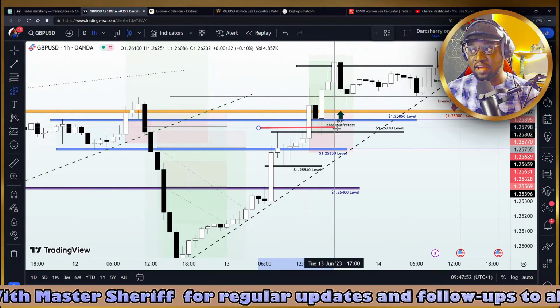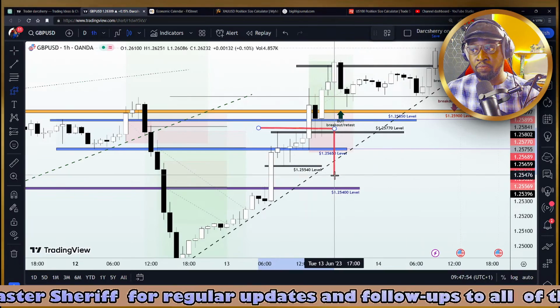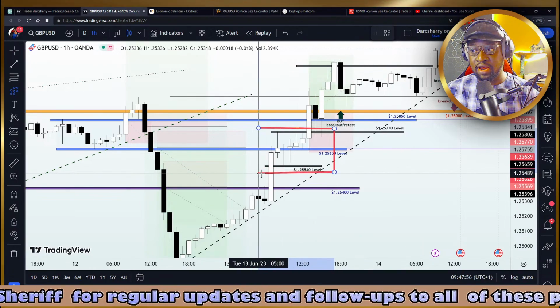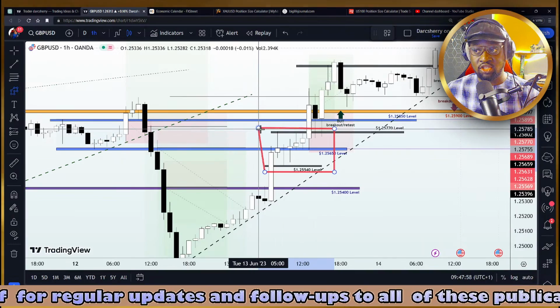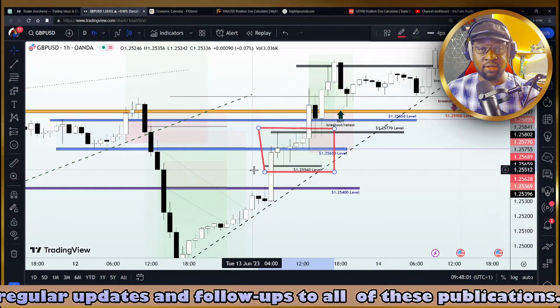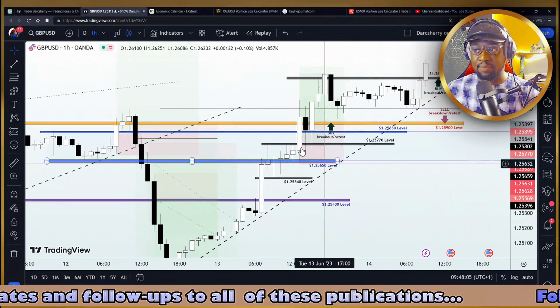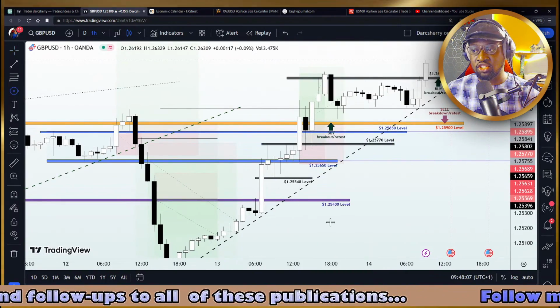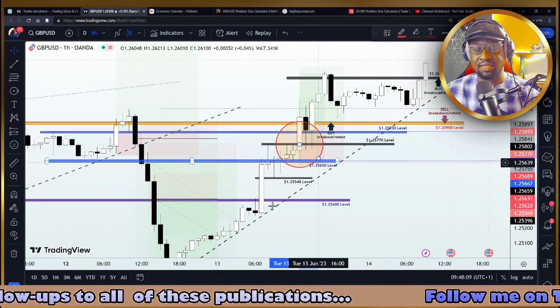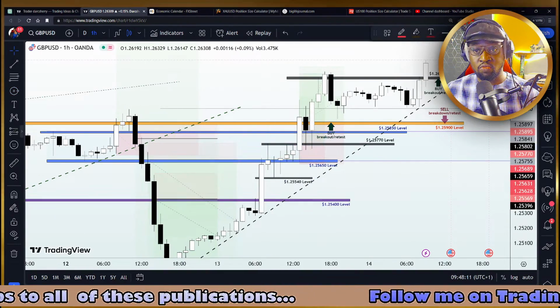where price action was ranging between the 1.25770 and the 1.25540 area to give us a consolidation phase where we were waiting for a breakout or breakdown of that structure. So we had the breakout happen just during the New York session yesterday, breakout retest, in fact, and price action moved in our favor.